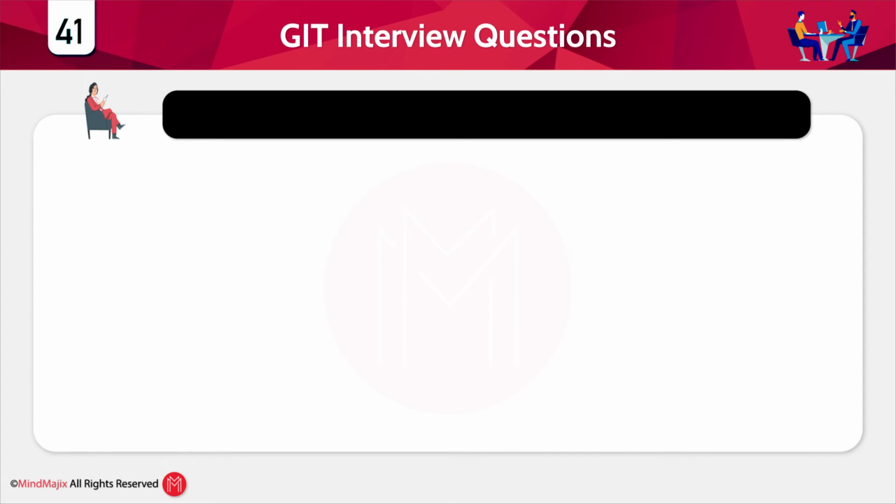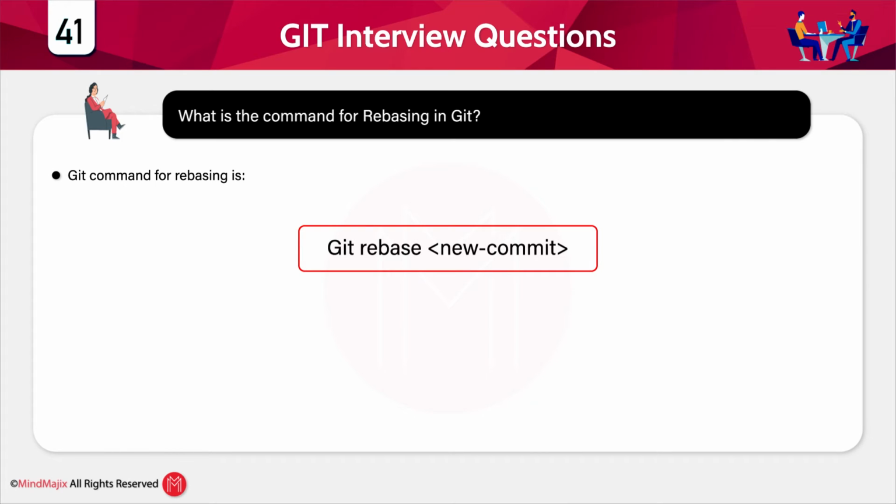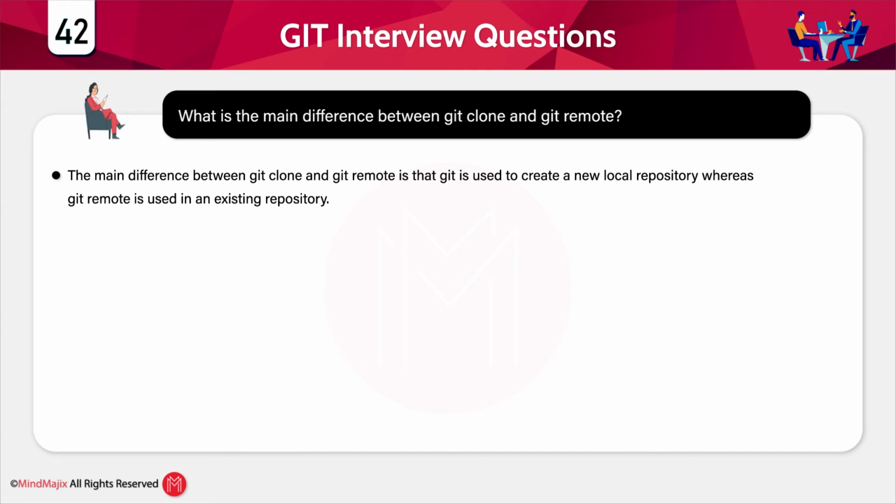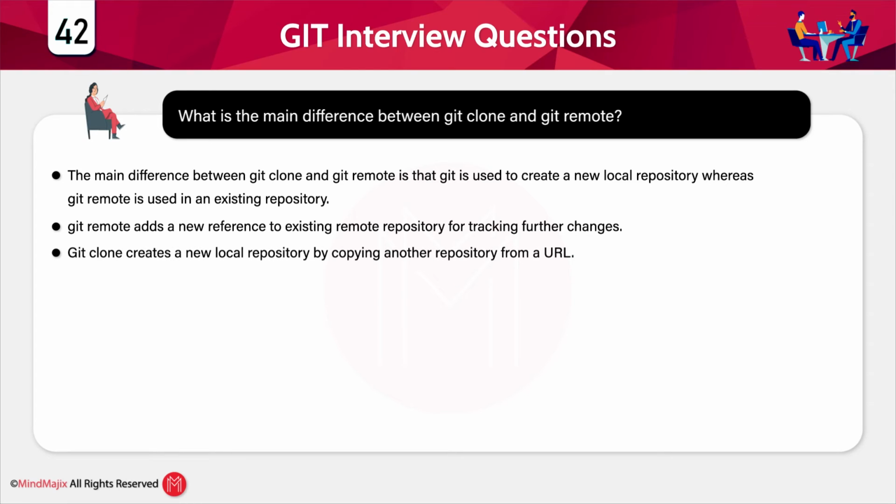See, why do we use interactive rebasing in place of auto rebasing? Interactive rebasing, okay. What is the command for rebasing in Git? See, git rebase followed by new commit. What is the difference between git clone and git remote? The main difference is that git clone is used to create a new local repository, whereas git remote is used in an existing repository. Git remote adds a new reference to an existing remote repository for tracking further changes. Git clone creates a new local repository, right? Yes. Existing repository we use what?